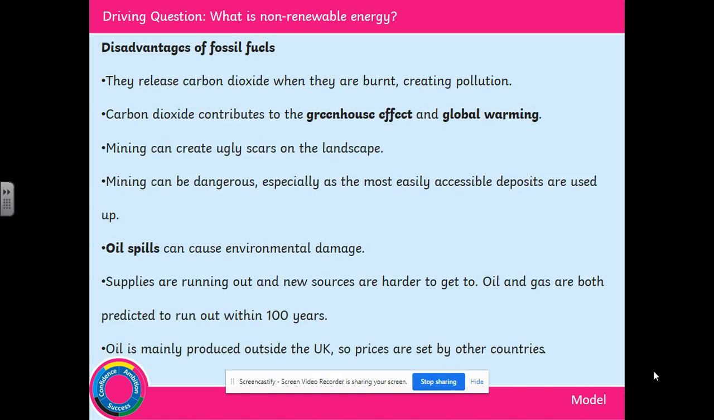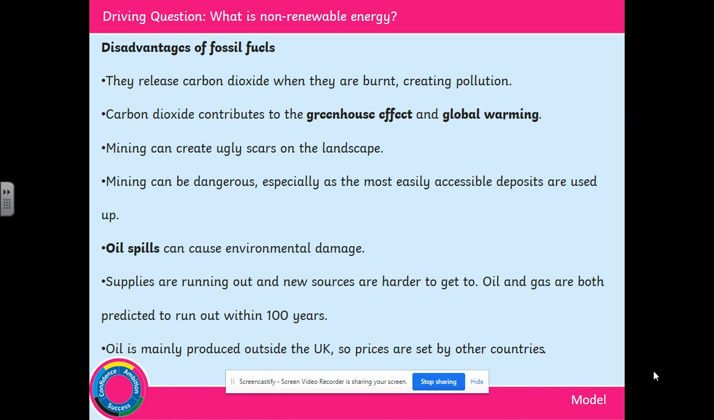Some of the disadvantages of fossil fuels. They release carbon dioxide when they are burnt, creating pollution. That is quite self explanatory, isn't it? Carbon dioxide contributes to the greenhouse gas effect and global warming. The earth is becoming hotter as time progresses. Mining can create ugly scars on landscape.